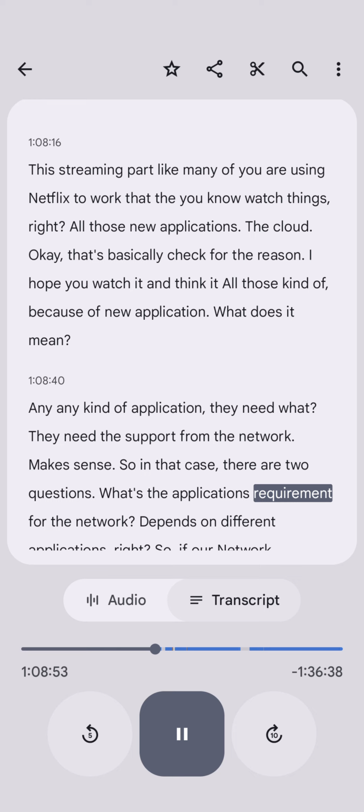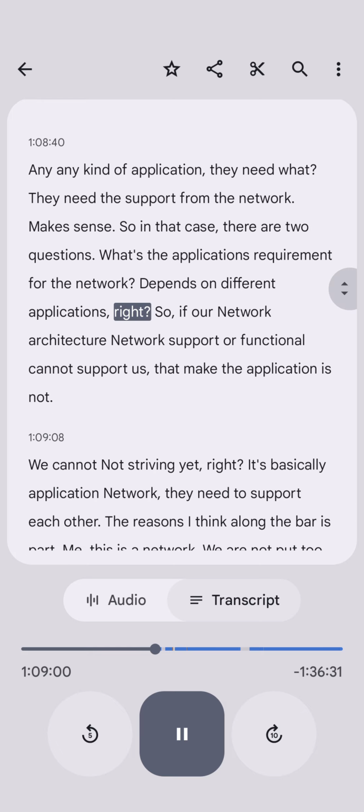So in that case, there are two questions. What's the application's requirement for the network? It depends on different applications, right? If our network architecture, network support or functionality cannot support that, the application is not thriving yet. It's basically application and network, they need to support each other.